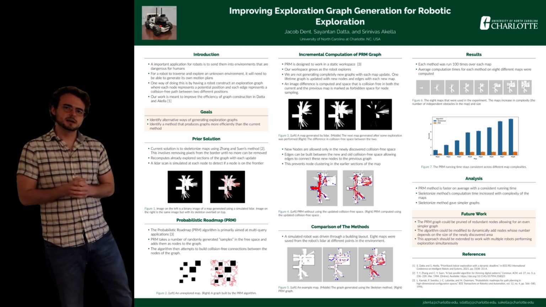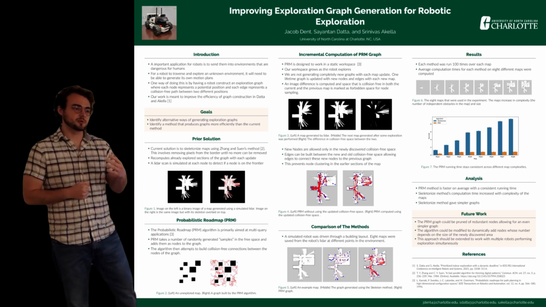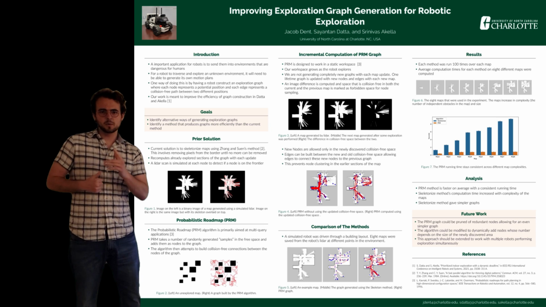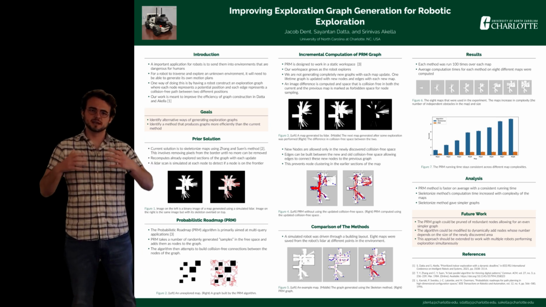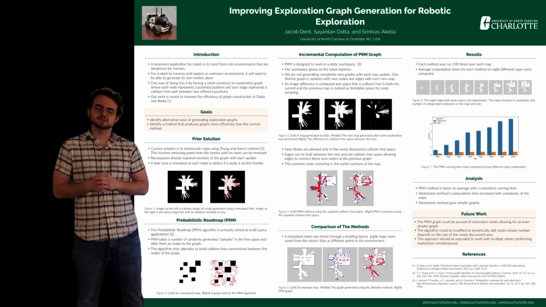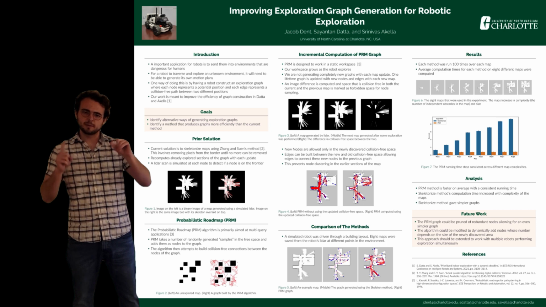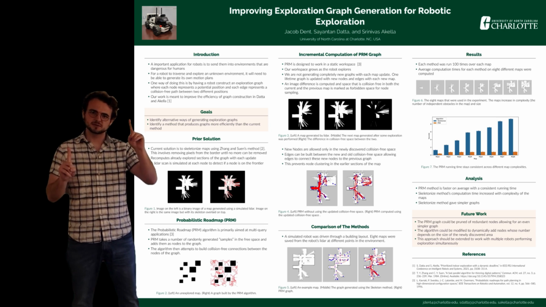the environment. Now, if we want to have a robot that's autonomously exploring on its own, it needs to be able to create its own motion plan. One way of doing this is by creating something called an exploration graph. In an exploration graph, each node represents an open position that the robot can be in, and each edge represents a clear path between two nodes.